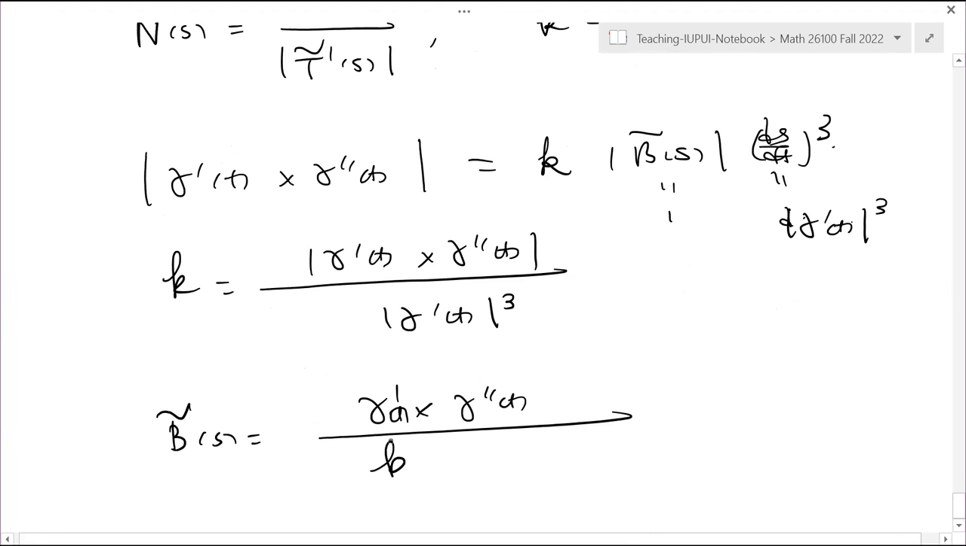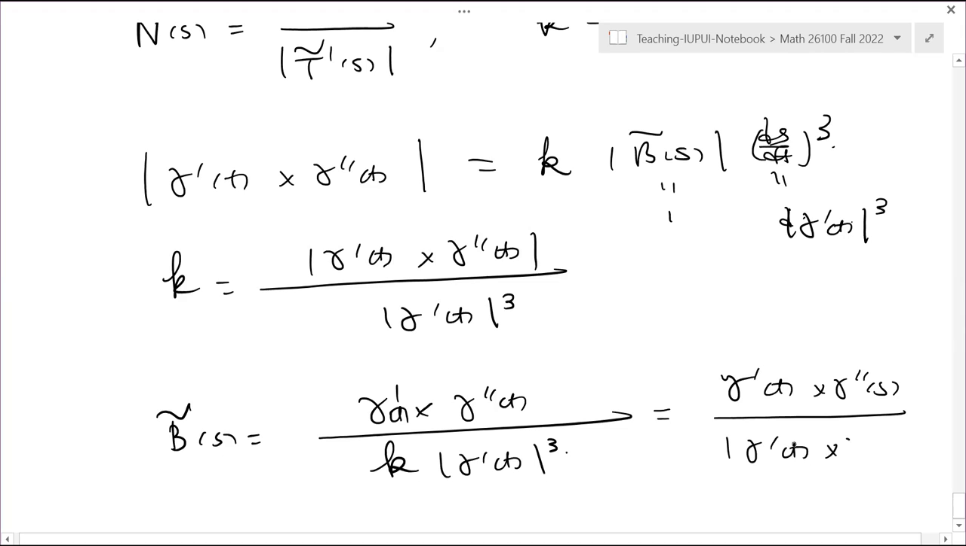I think that should be k, and I think that. Okay. So in other words, this is going to be gamma prime t. All right. So that is a formula for that normal vector.